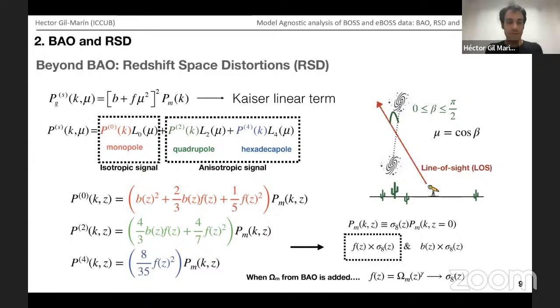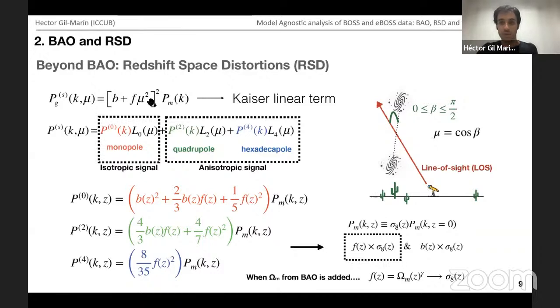I can comment on this. This is just a very simple toy model to motivate why my natural variable was f sigma 8 and not f and sigma 8. At linear level, it's a perfect degeneracy. According to this model, you cannot go to higher order multipoles because these multipoles are 0, but you know that this model is not true. It's just a linear model.